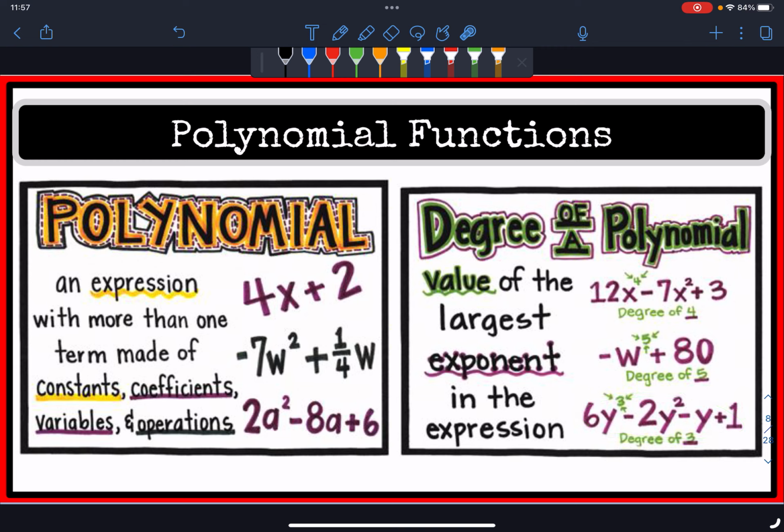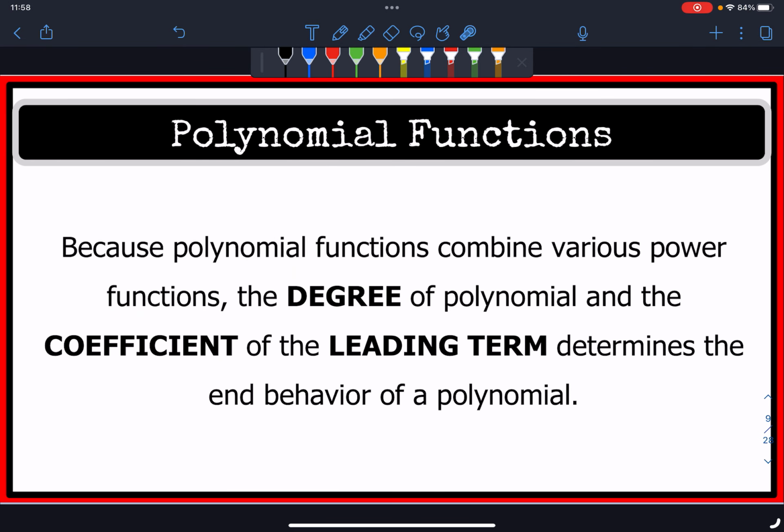So because these polynomial functions, like I said, are a bunch of power functions being added together, we can determine the end behavior of a polynomial by looking at the degree of the polynomial, again the highest exponent, and the coefficient of that leading term.